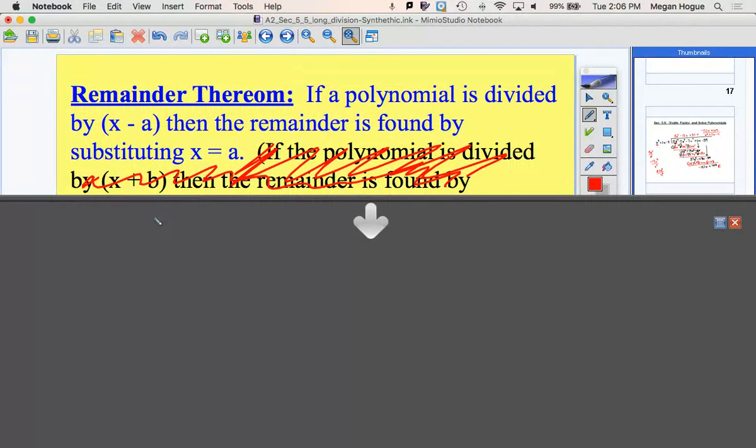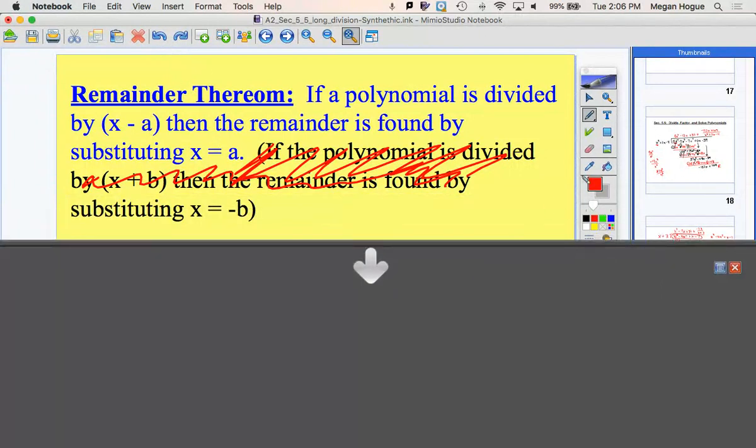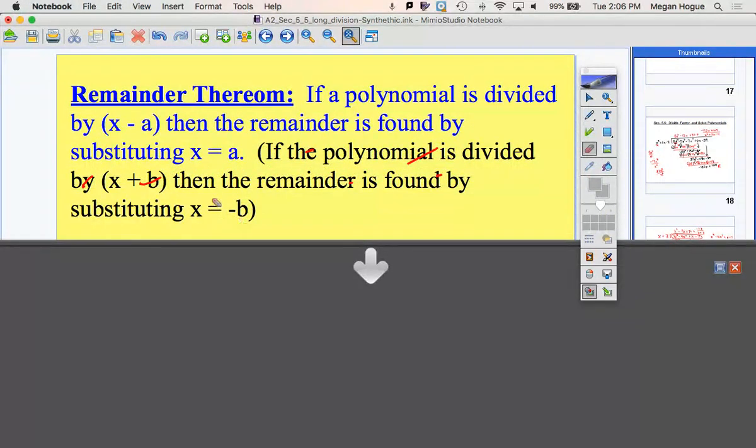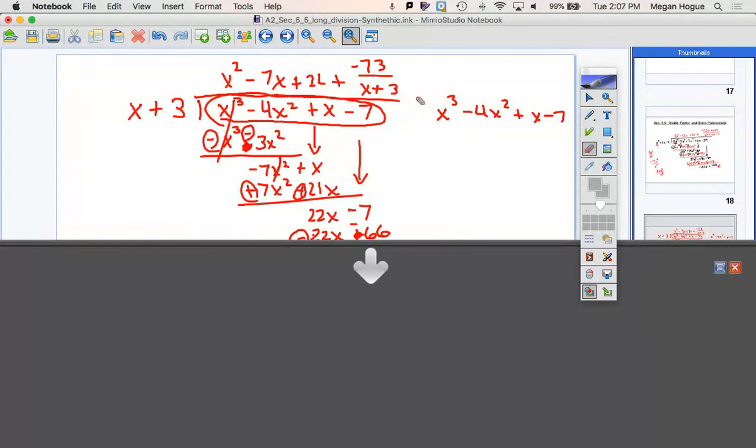It's kind of like this that I scribbled out. It's just saying the opposite. If it's x plus, then I plug in x equals minus. If it's x minus a, then I plug in a. So that's just saying if I have this, I want to substitute in negative 3.